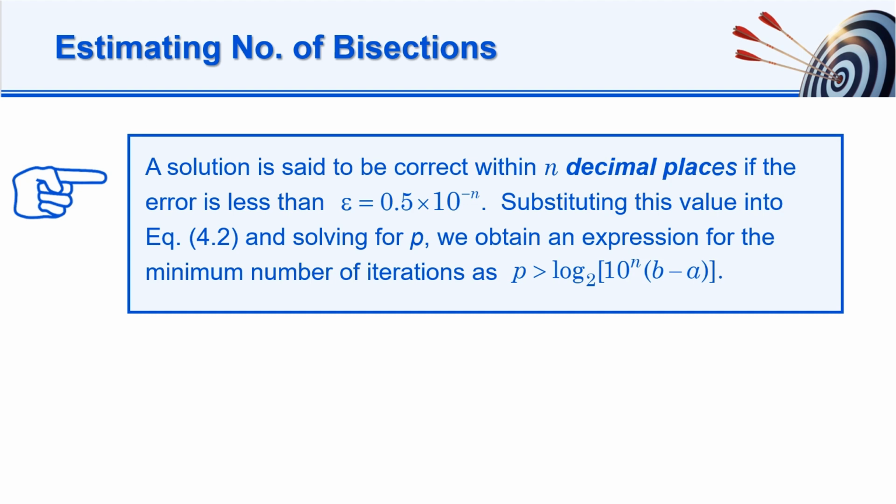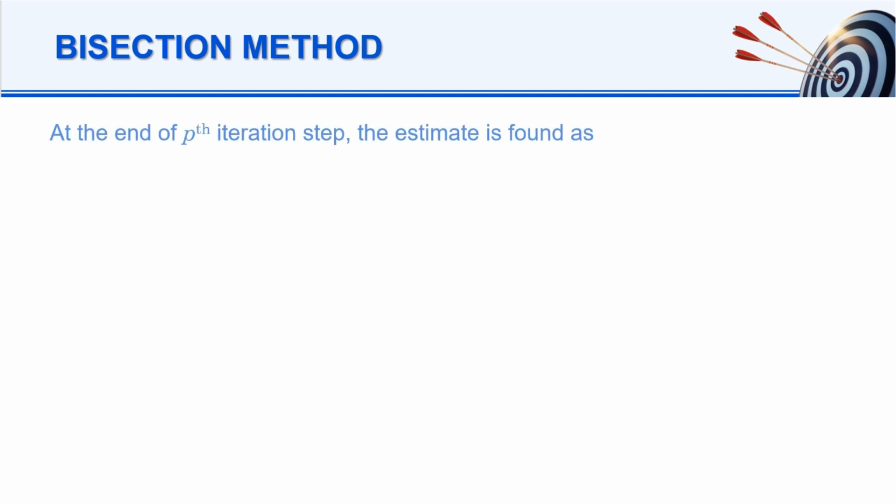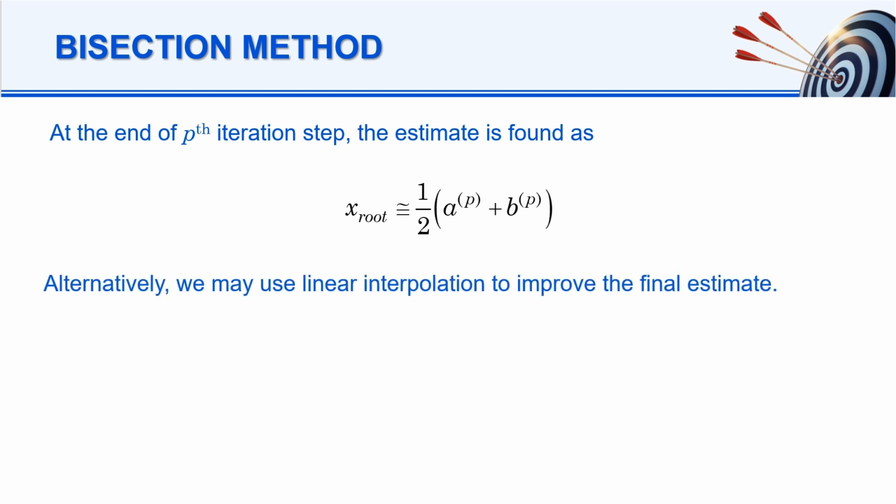Before starting the iterations, one can estimate the number of bisections required to achieve a specified accuracy. A solution is said to be correct within n decimal places if the error is less than 0.5 times 10 to the minus n. Substituting this value into equation 4.2 and solving for p, we obtain an expression for the minimum number of iterations as the base-2 logarithm of the interval width times 10 to the n. At the end of the pth iteration step, the estimate is found as follows. Alternatively, we may use linear interpolation to improve the final estimate.